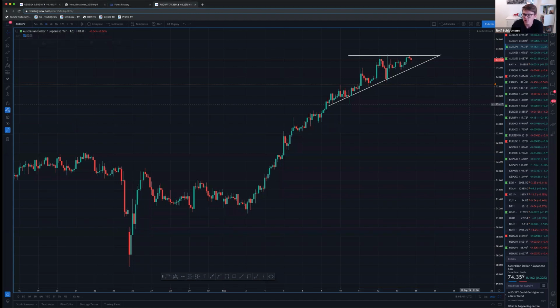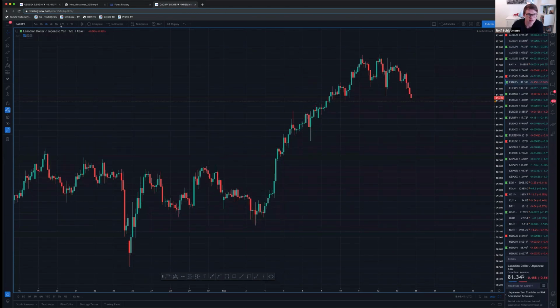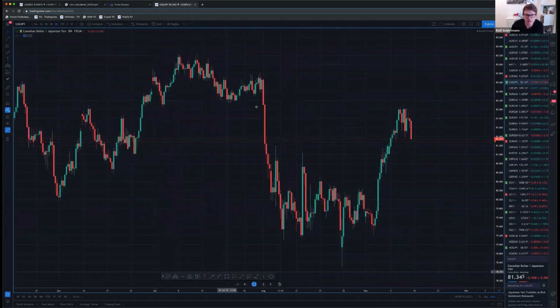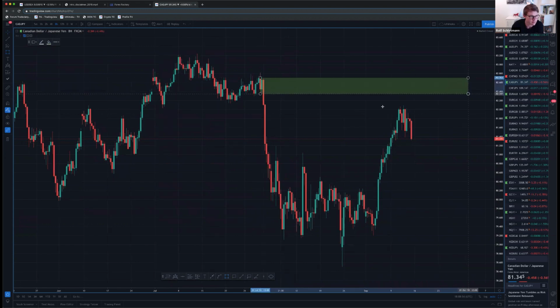CAD yen short, I don't know, maybe. Looks good, who knows? Looks very interesting, it's not quite there yet. We'll see. There was a huge supply area, you can see that here. Price didn't make it all the way, so we'll see what that means for this chart.